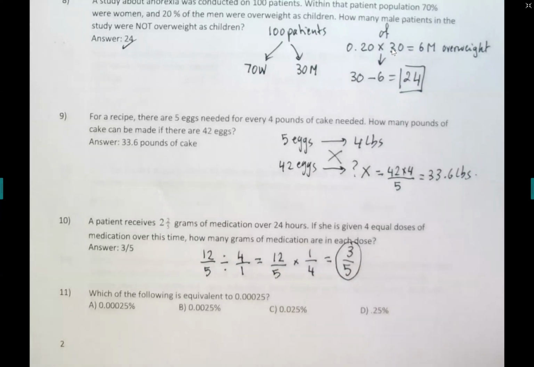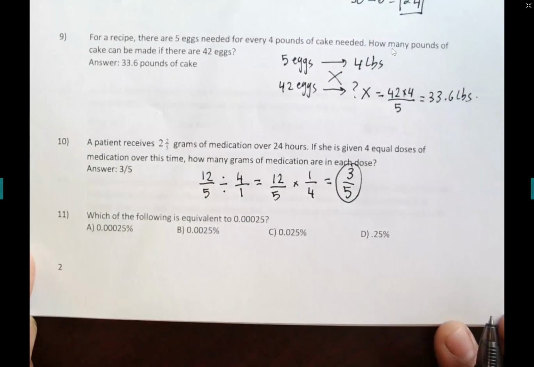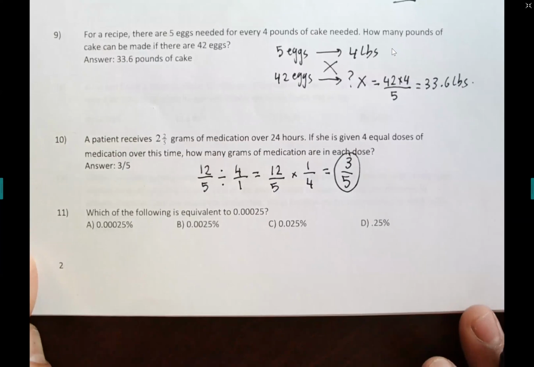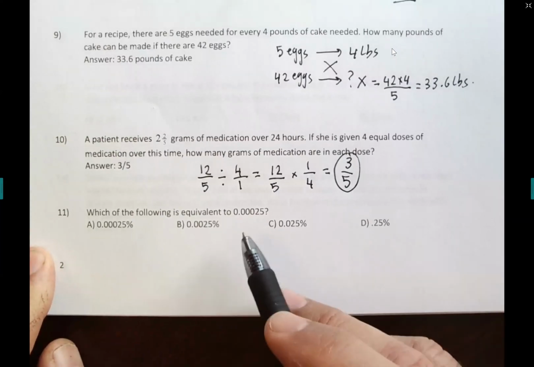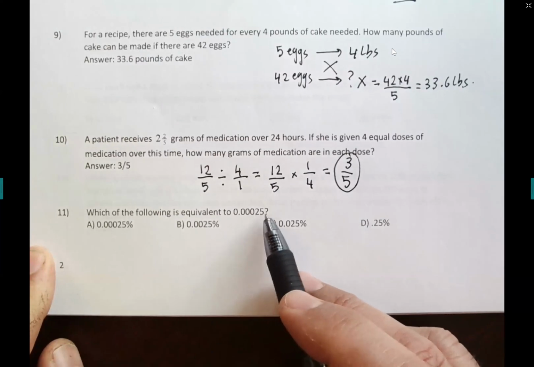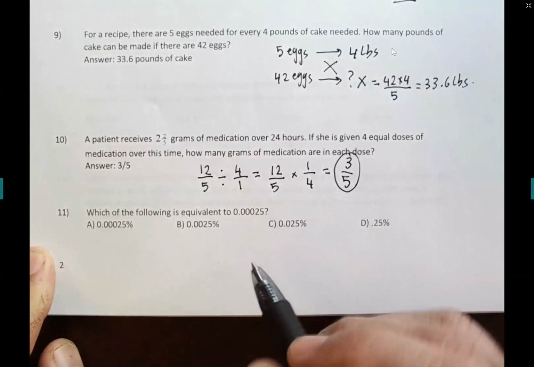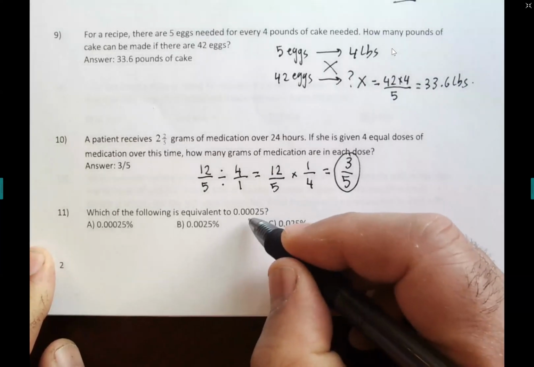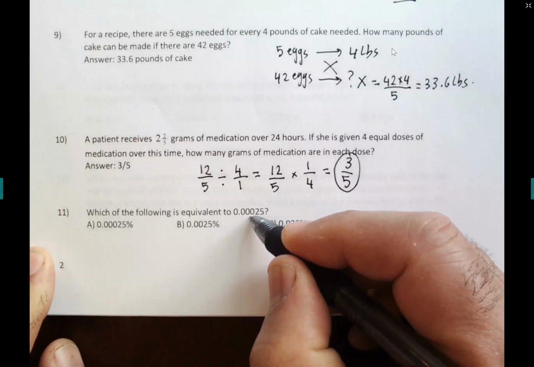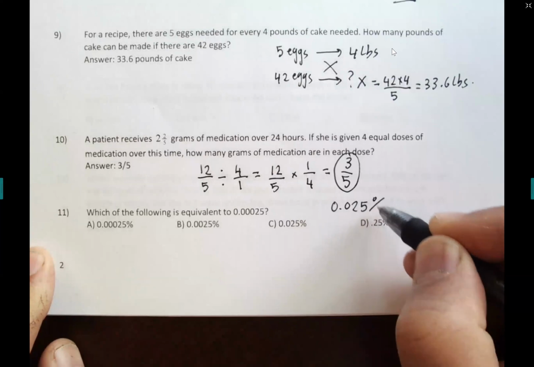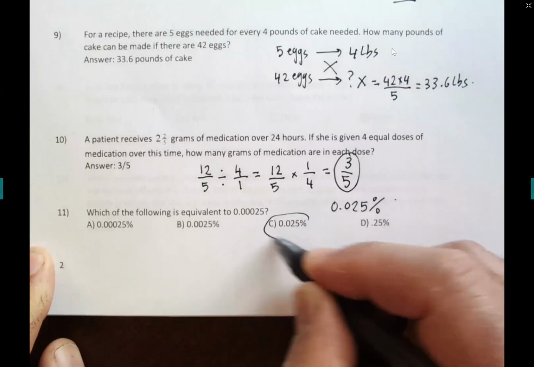Number 11. Which of the following is equivalent to 0.00025? He's asking you to change this decimal to a percent. To change a decimal to a percent, you multiply by 100 or move the decimal point 2 digits to the right. If I move the decimal point 2 digits to the right, I will be right here. So it will be 0.025%. I will be right there.